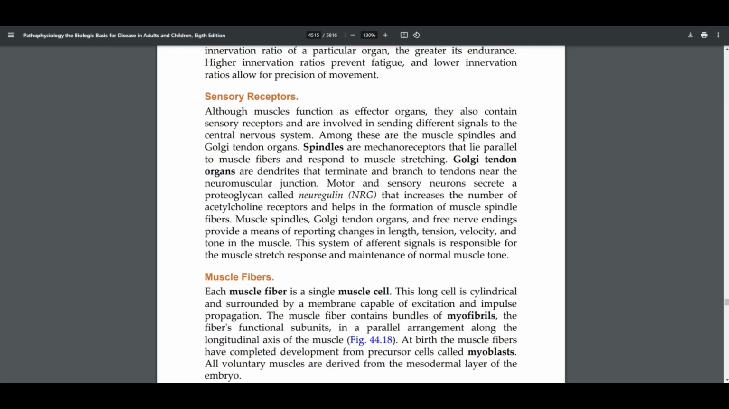Motor and sensory neurons secrete a proteoglycan called neuregulin that increases the number of acetylcholine receptors and helps in the formation of muscle spindle fibers. Muscle spindles, Golgi tendon organs, and free nerve endings provide a means of reporting changes in length, tension, velocity, and tone in the muscles. This system of afferent signals is responsible for the muscle stretch response and maintenance of normal muscle tone.